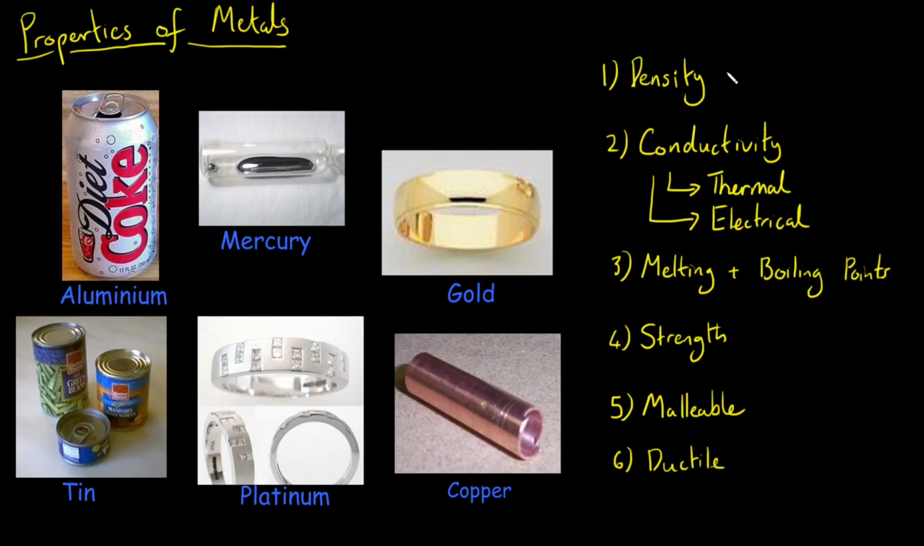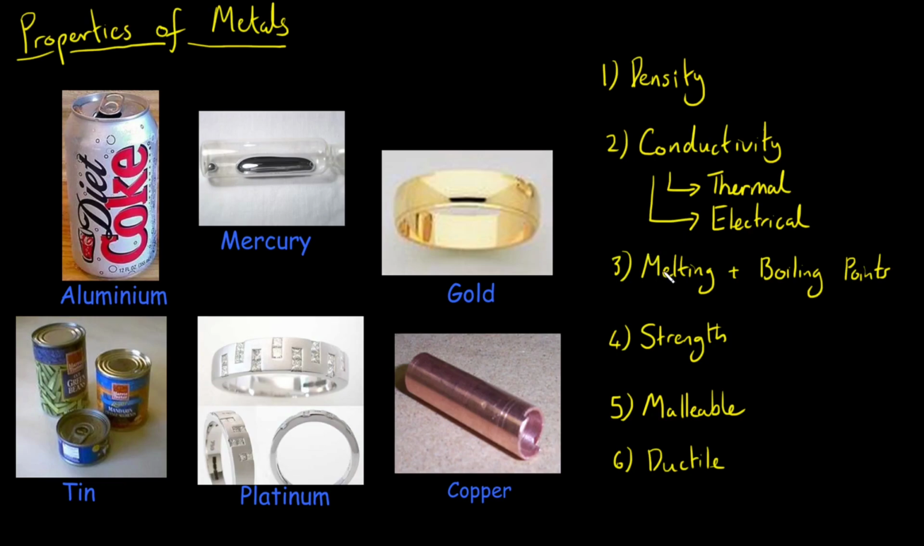Whereas if I took something like a sponge, which is not very dense, that'll float on the surface of the water because it's less dense than the water. Conductivity, two types of conductivity, thermal or heat and electrical. As we know, metals conduct electricity because they've got that sea of delocalized electrons. Those electrons can flow and move throughout the metallic structure and carry a charge, carry electricity. So they're very good conductors of electricity.